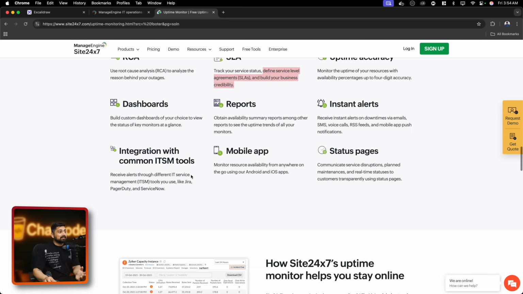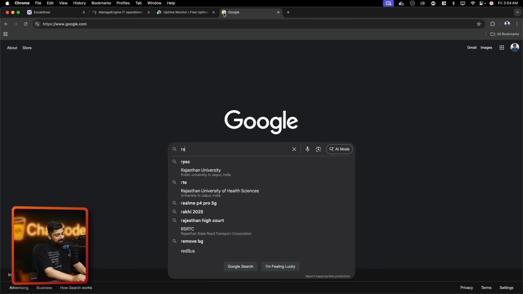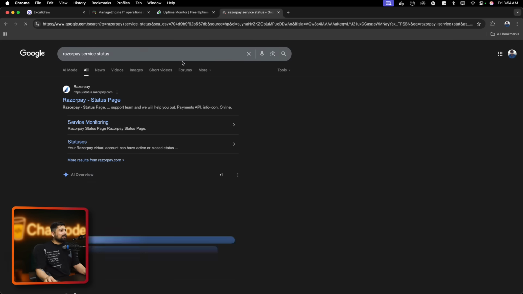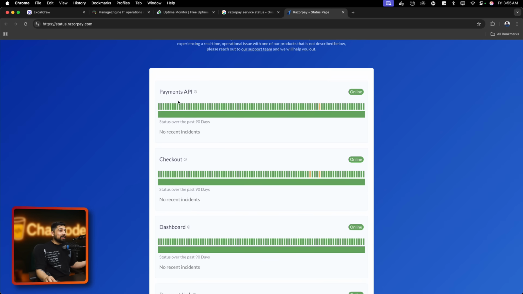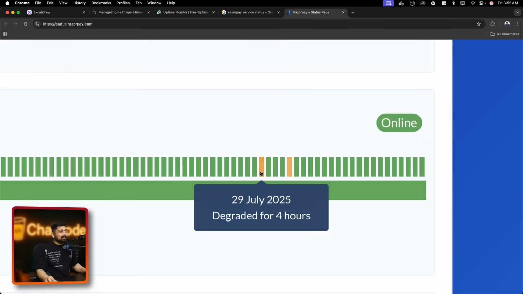And we have a lot of things, and by the way, I don't want to spoil the surprise here, otherwise they actually mention everything. Notice this, status page. How do companies get a status page? If I search for any status page, you will find them. For example, if I search for Razorpay service status, you will find a status page hosted on a different subdomain: the payment API, status over 90 days, so they have to track 90 days by law in itself, checkouts, and notice here, this is where stuff happened.